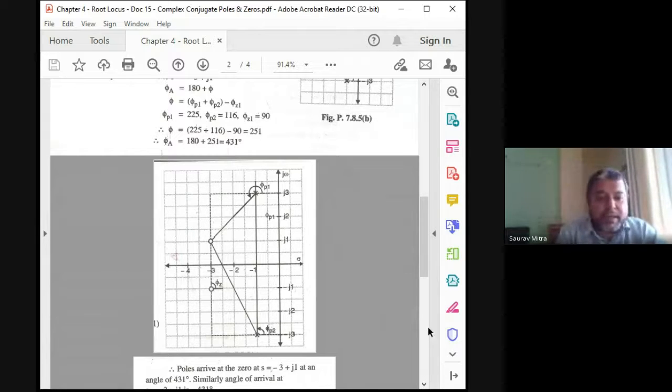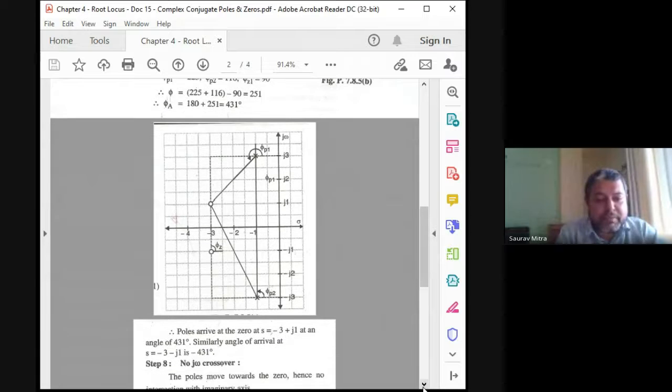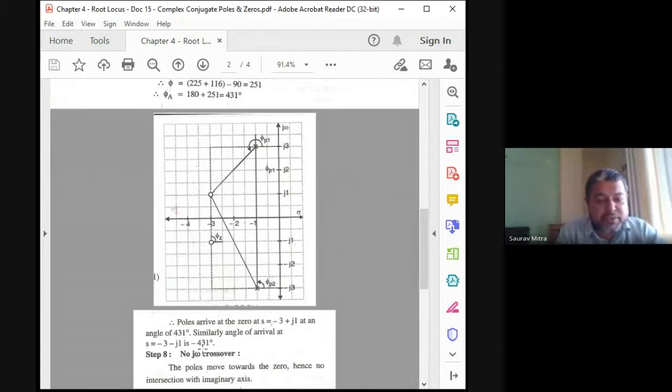Okay. In that case, how much is the angle? 431 minus 360. How much is that? So around 71 degree or something. That means you have to draw a line which is 71 degree from here. That means we'll leave this point with 98 degree angle, and will come here at 71 degree angle. Okay, so that is the angle of arrival and angle of departure. And for here, this is minus 71 degree.